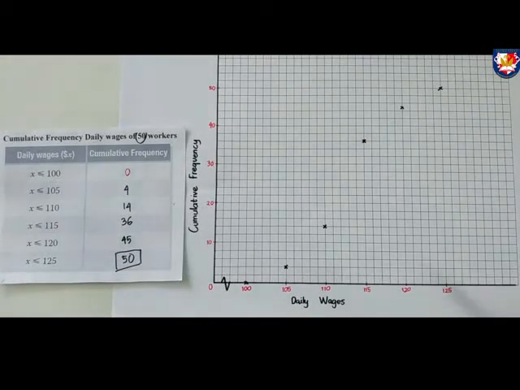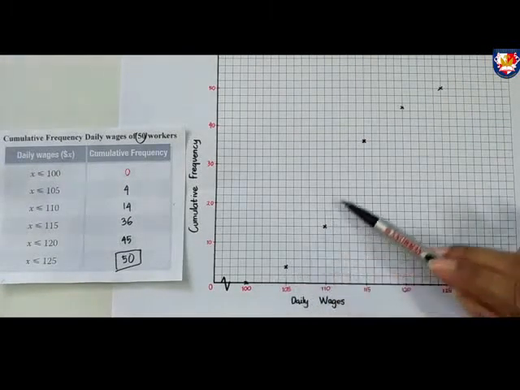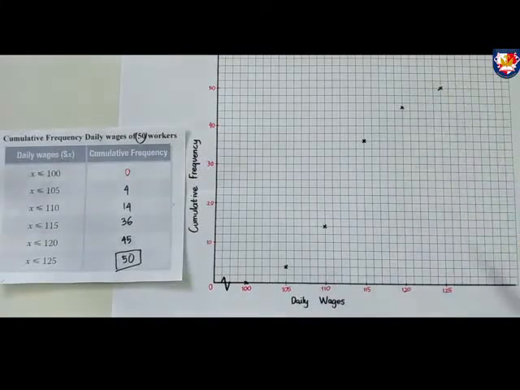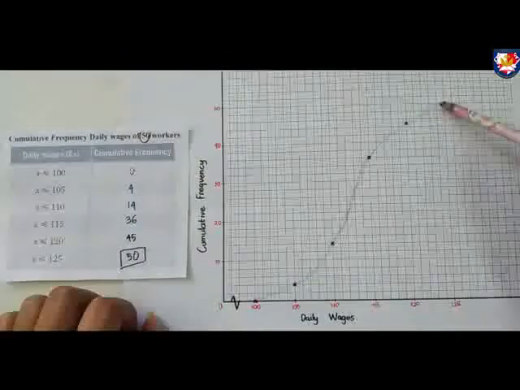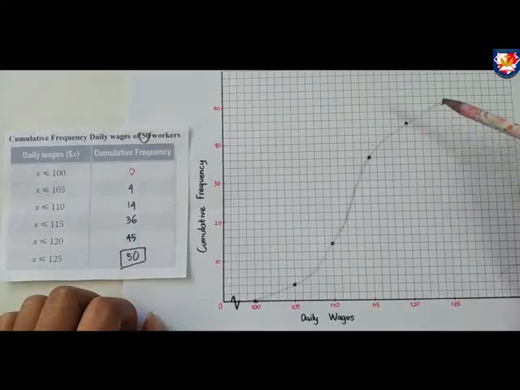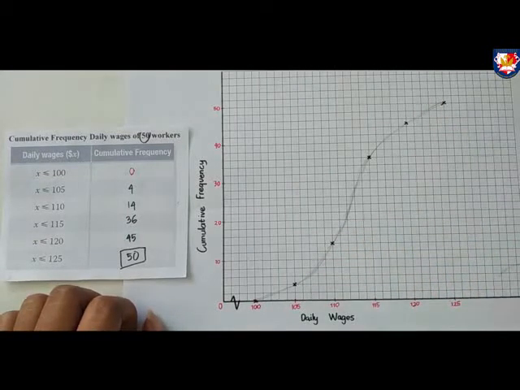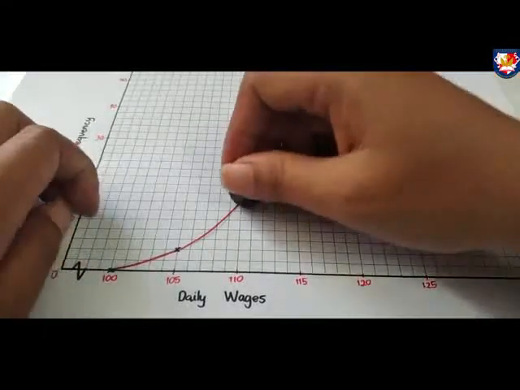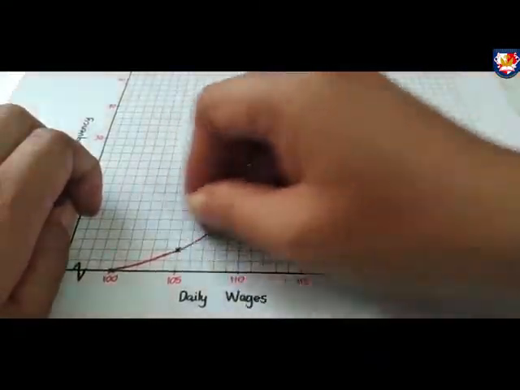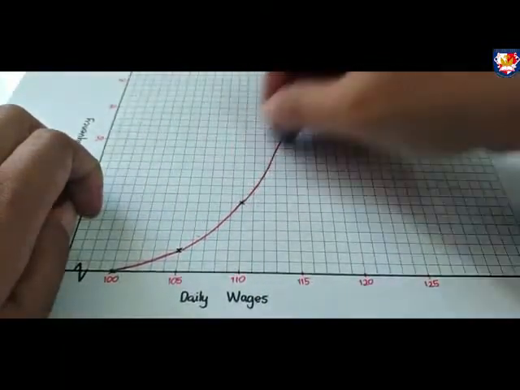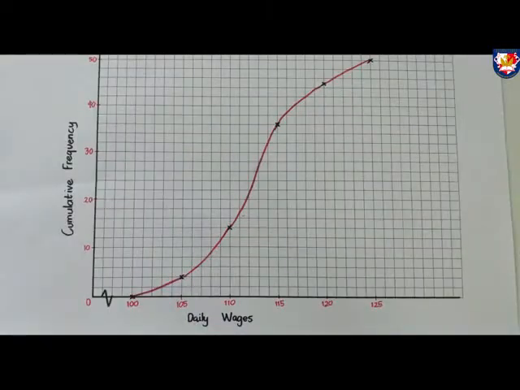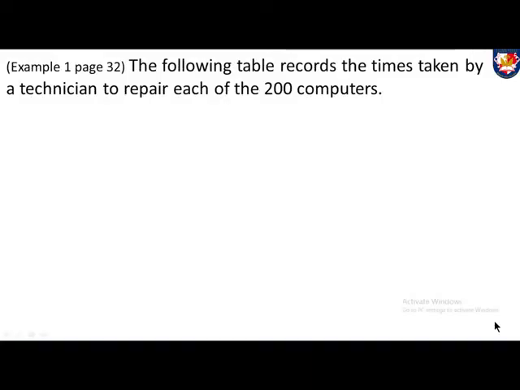Okay, now we're going to connect all these dots in one curve. Use your pencil to sketch it, so you can make it better, and then you bold it with your pen. You just need to erase the sketch. So here it is. This is the cumulative frequency curve.